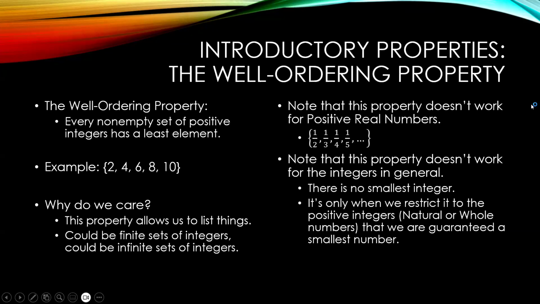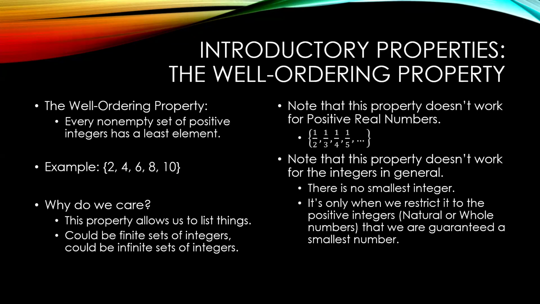Before we jump into it, we're going to do a couple of important properties. The first one being the well-ordering property. The well-ordering property says every non-empty set of positive integers has a least element. And so when we look at this, 2, 4, 6, 8, 10, is there a number which is the least element? Sure, 2. It's right there. Why do we care? Well, this property allows us to list things.